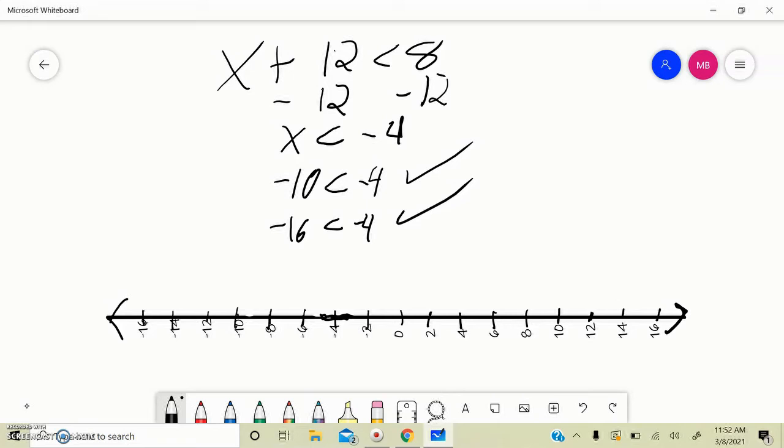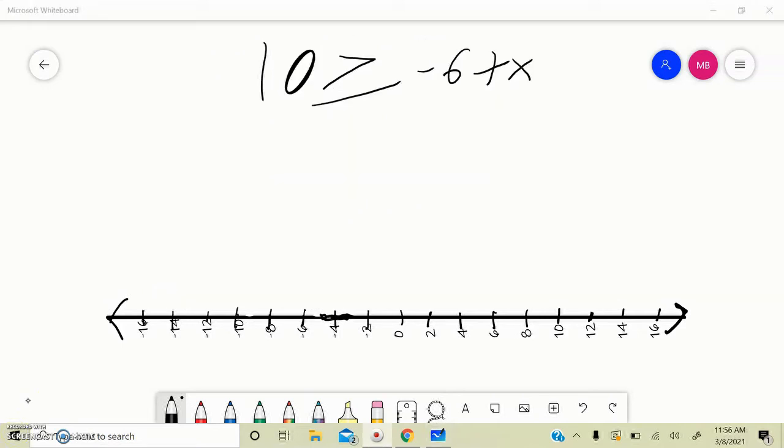Now what I want to do is figure out if I have to do an open circle or a closed circle. And since this is not less than or equal to, it's going to be an open circle. And I know my line is going this way. So that's how I would graph this inequality. Let's try another one.